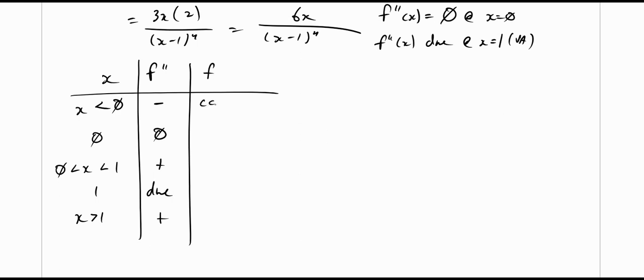So we got concave down, we've got concave up, and concave up. So the change from concave down to concave up means we have a point of inflection. And it's at 0, 0. We've already established that. And that's the vertical asymptote. I think we have everything. What do you think? Any questions?